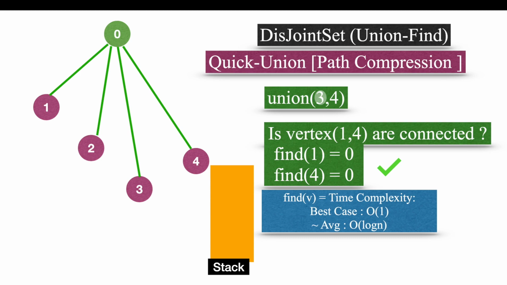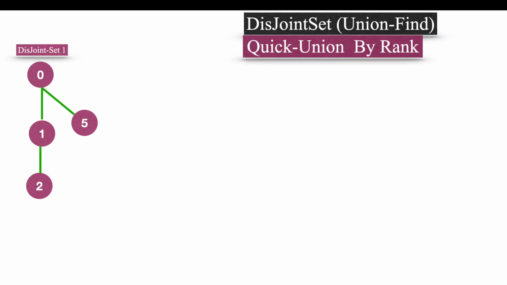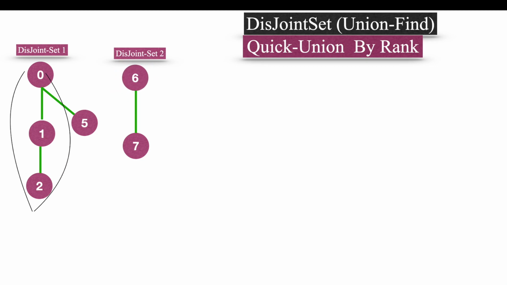And we can also apply one more technique, which is union by rank. Let's suppose you have two disjoint sets. One is 0, 1, 2, 5. The other graph has two vertices, 6, 7. The first disjoint set has 0 as the root, and the second disjoint set has 6 as the root. See the rank of the first disjoint set. Rank is nothing but the maximum height, the number of vertices connected in a chain. So the rank of disjoint set 1 is 3, and the rank of disjoint set 2 is 2.